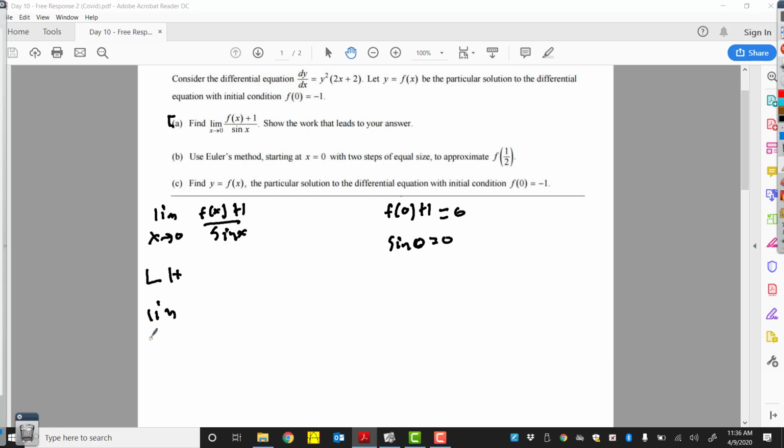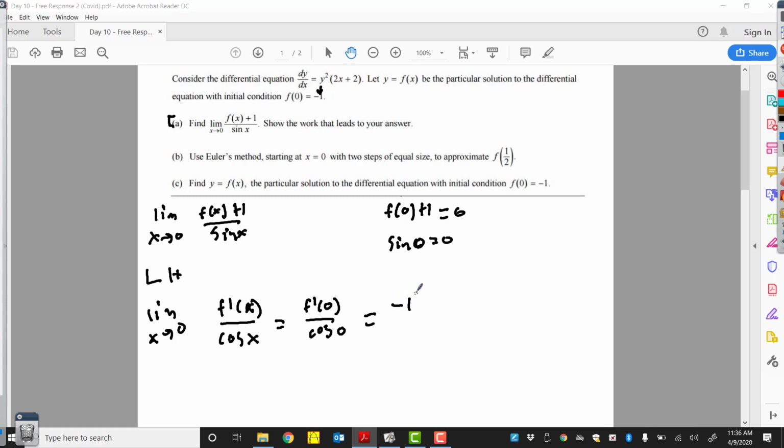So this is the limit as x approaches 0 of, well, the derivative of the top would be f prime of x over the derivative of the bottom, which is cosine of x. Now we just plug in 0, so f prime of 0 over cosine of 0. And that gives us f prime of 0, which is what we get when we plug in 0 here. Now, 0 is our x, but we also have y in there. Well, we should remember that y, when x is 0, is -1.